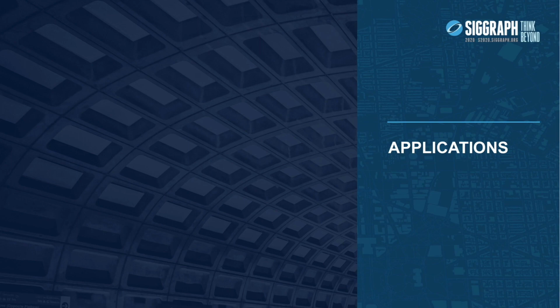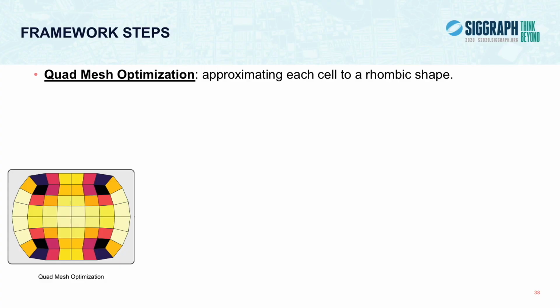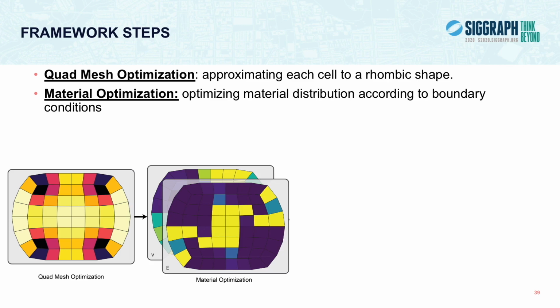Let's see now how we can use our map in some practical applications. After constructing the map, our parametric family can be used in the context of a two-scale optimization pipeline. First, we run a quad mesh optimization in our original mesh, approximating each cell to a rhombic shape. Then, with our new mesh, we run material optimization, which optimizes material distribution according to boundary conditions set by the user. Here, we use a local global technique described in Panetta et al.'s work.